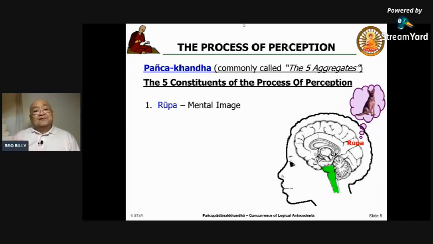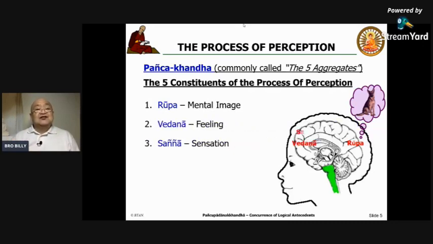Now, rupa is often translated as materiality or objects or physical. It's not. It's really mental image. The meaning of the word rupa is appearance or mental image. Sometimes some people translate rupa as form. It's not form either. It's really the mental image that arises in the mind.